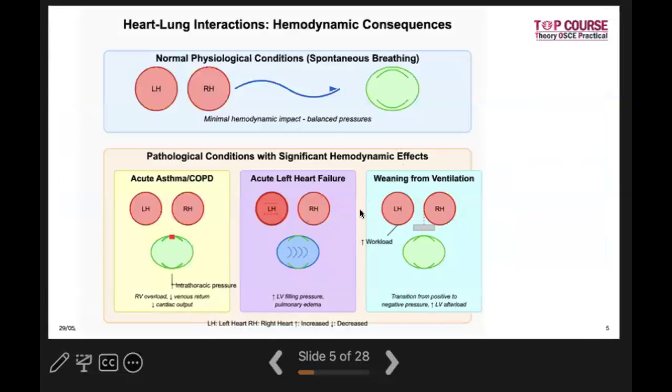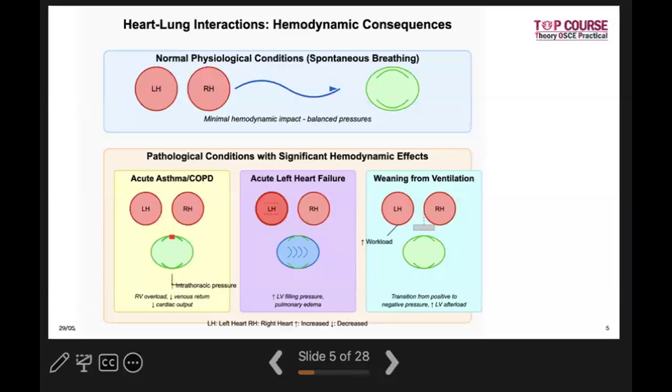In normal physiological conditions, where the patient's cardiac function is good, the lung compliance is good, and the patient is not mechanically ventilated, this heart-lung interaction is going to be very minimal. It may not change the venous return much, or change anything much in the cardiac system.